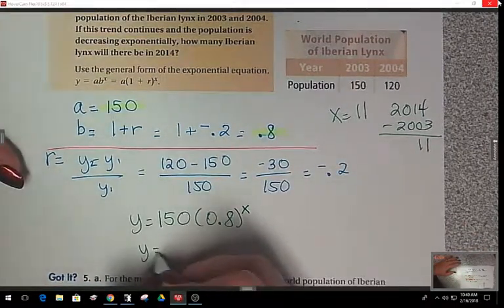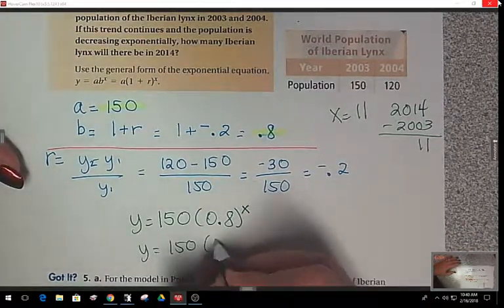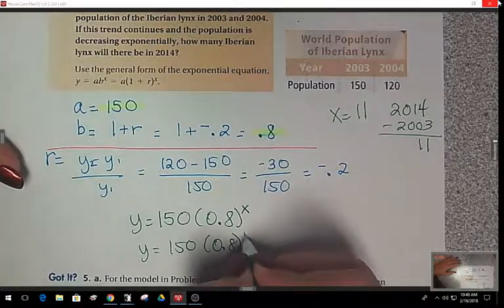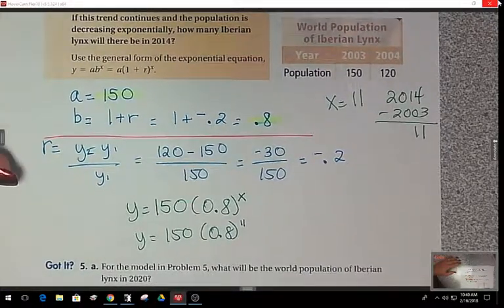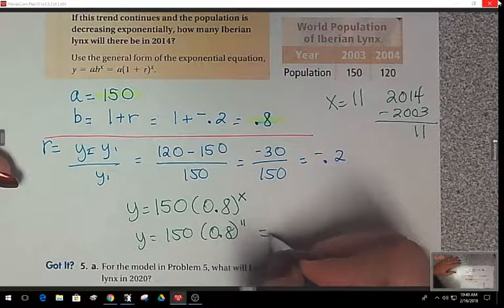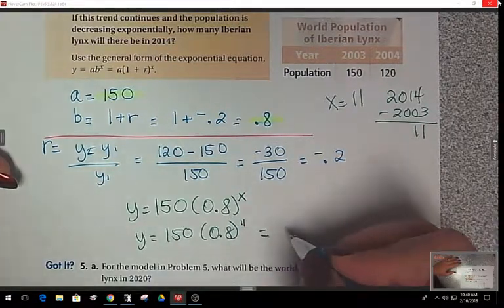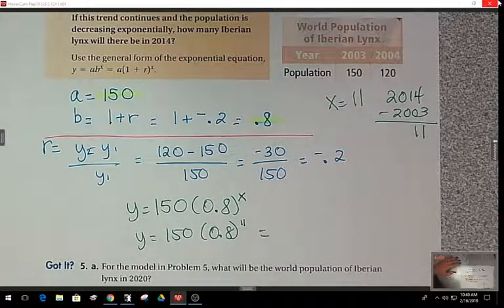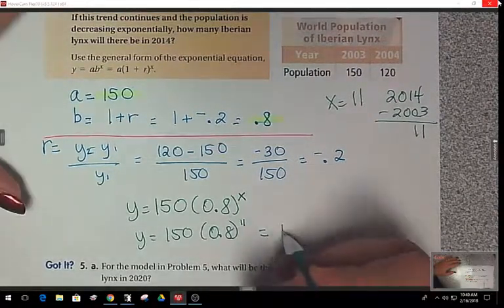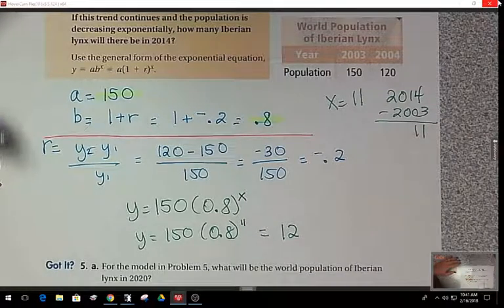So if I plug that in, how many will there be in 11 years? How many? 13? Well, now, can you have part of a lynx? No. 12. So we're going to say there are 12.